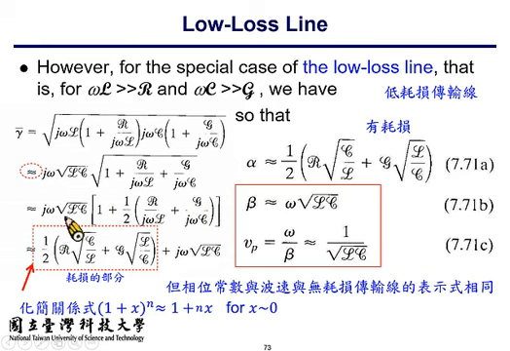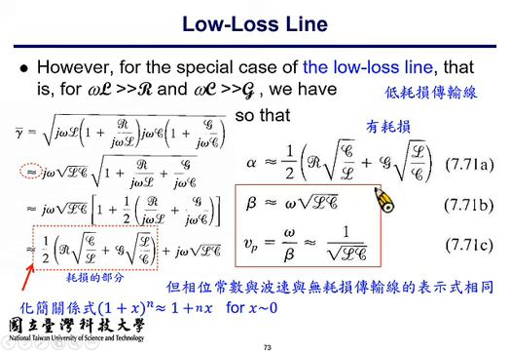Here we have three terms. The first term is an imaginary number, so it corresponds to the phase constant beta. The second and the third terms are real numbers, because the j omega terms cancel each other, so they represent the attenuation part. So the attenuation constant alpha can be recognized as this one.